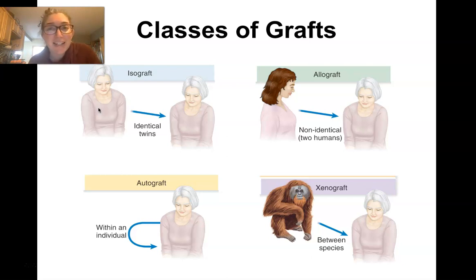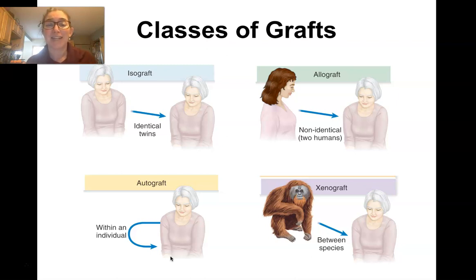But I did not need a skin graft. It was all good. But if I did, they probably would have just taken skin from another part of my body and grafted it. So that's called an autograft, when they just take something from another part of your body. And so it's totally you.